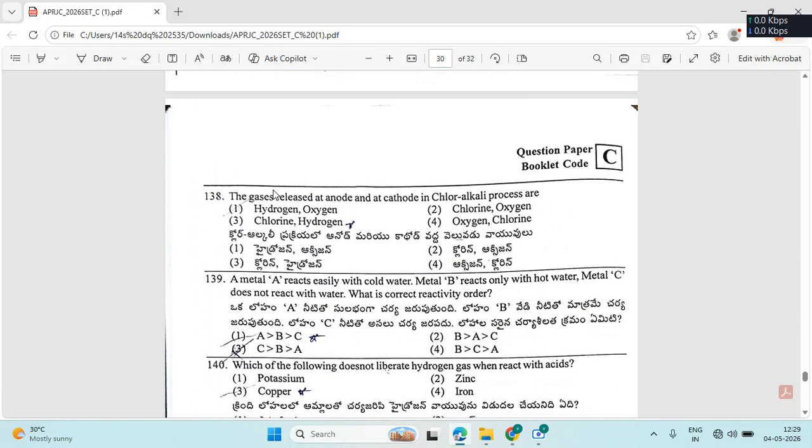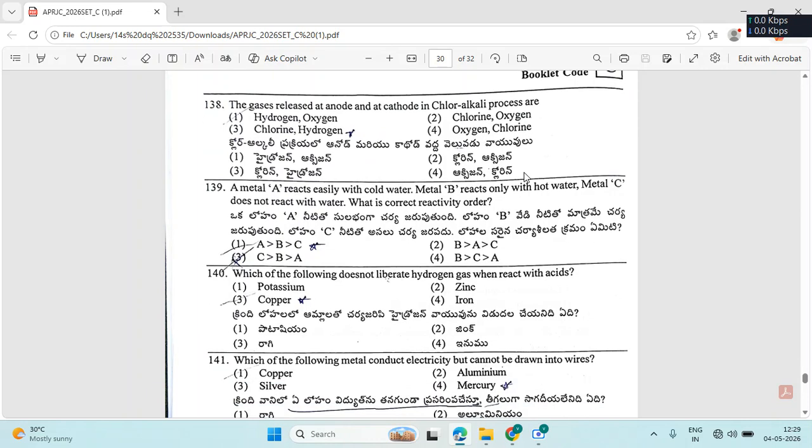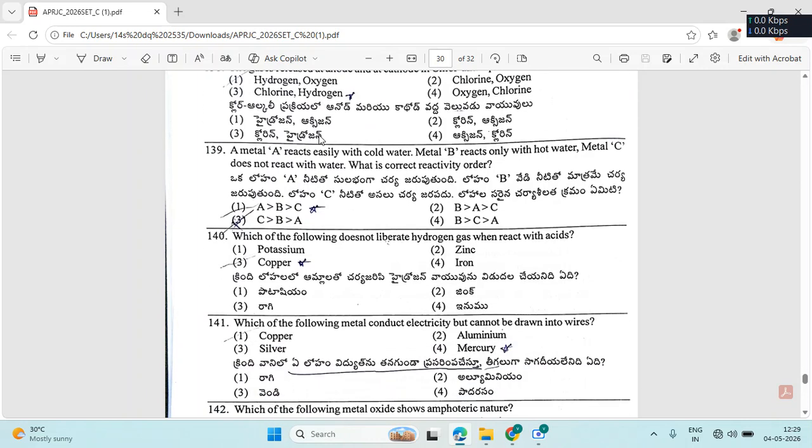The gases released at anode and at cathode in the chlor-alkali process are: hydrogen, oxygen; chlorine, oxygen; chlorine, hydrogen; oxygen, chlorine. The correct option is 3 and the answer is chlorine, hydrogen.